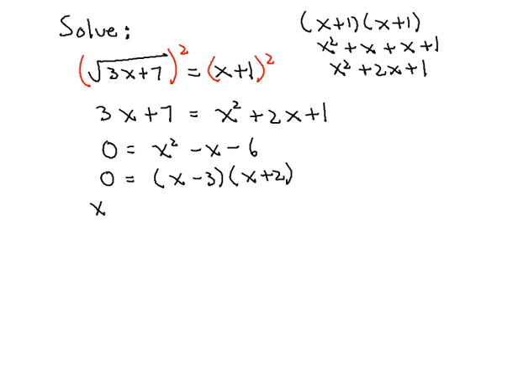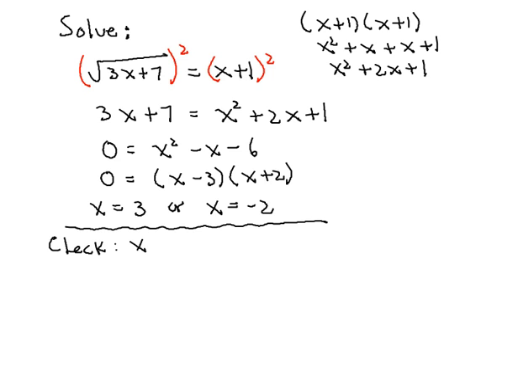And so the possible solutions would be 3 or negative 2. Now you know we need to check each of those to see if they're valid. So let's first check the 3. So we'll go back to the original equation and replace x with 3. So we have then the square root of 3 times 3 plus 7. Will that be equal to then 3 plus 1?